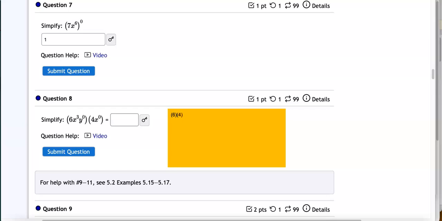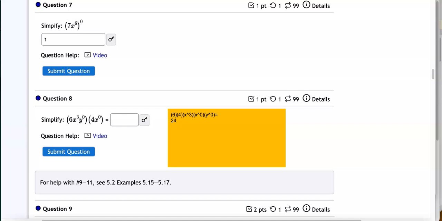The 6 times the 4 you would want to group together, and so that's going to give you a 24. Then you also have x to the 3rd power. You would want to have that next to x to the 0th power. And so when we're multiplying x cubed times x to the 0 power, you can still use the product rule here and simply add the two exponents together. 3 plus 0 is still 3. Or you can just say x to the 0th power is 1 and group it together with 6 times 4.